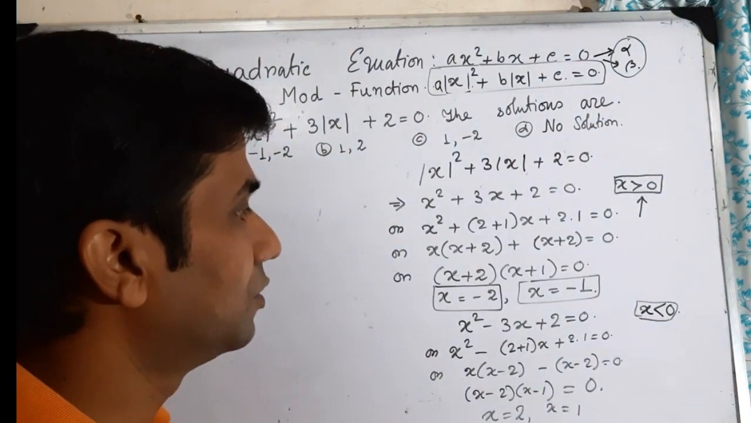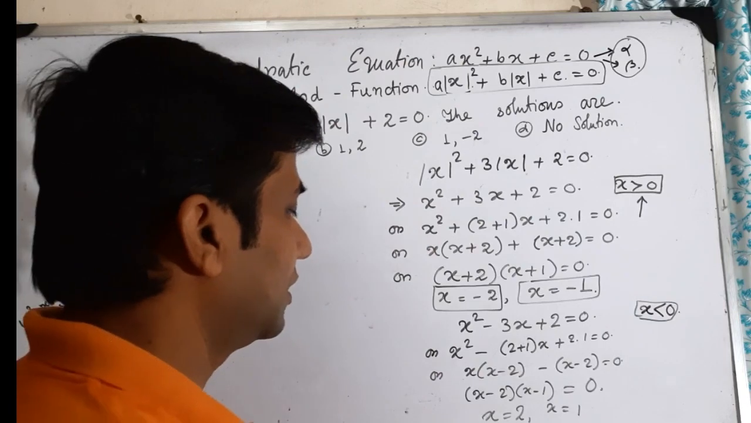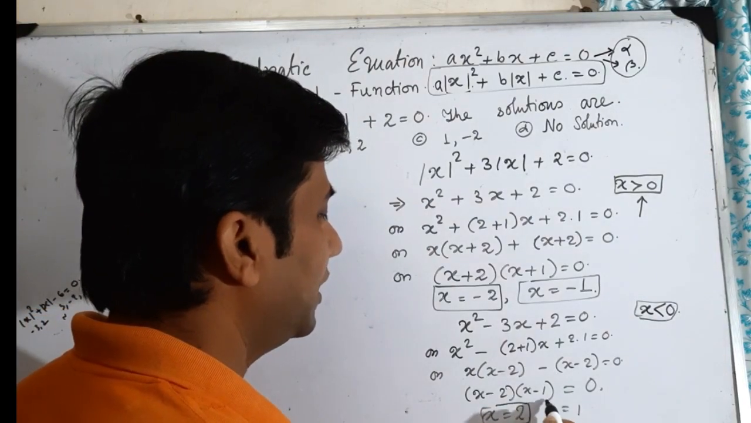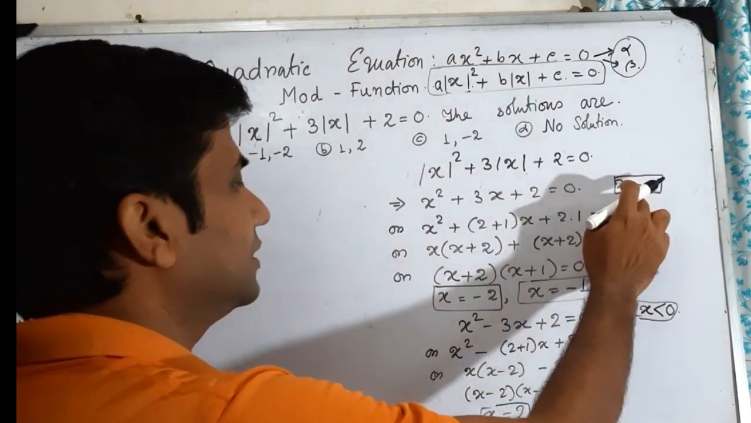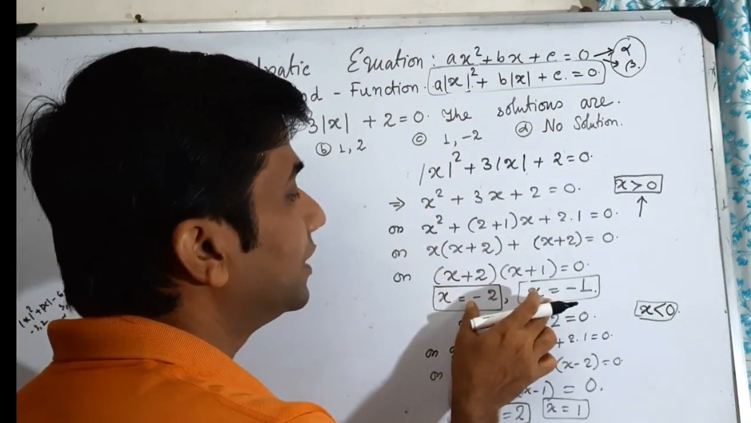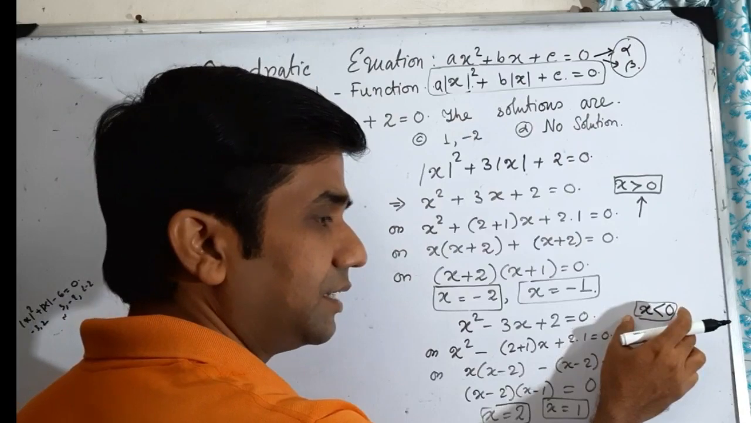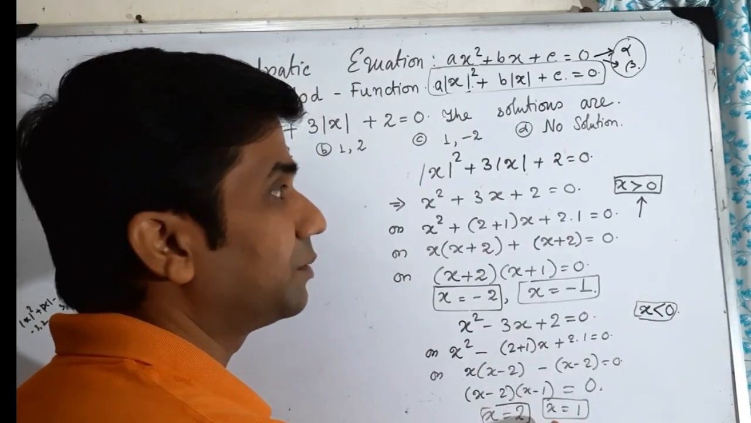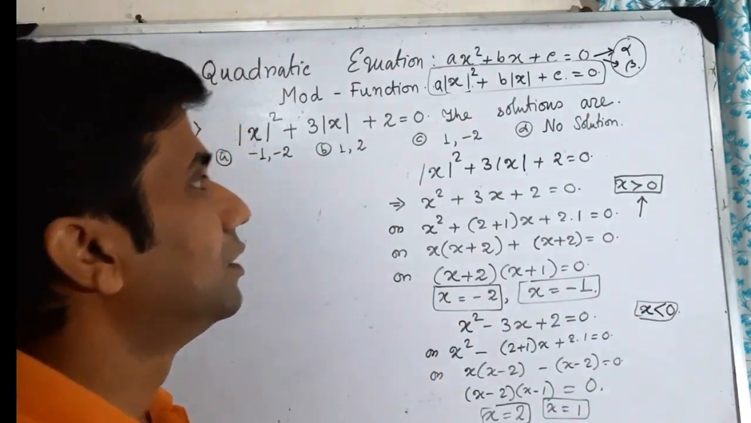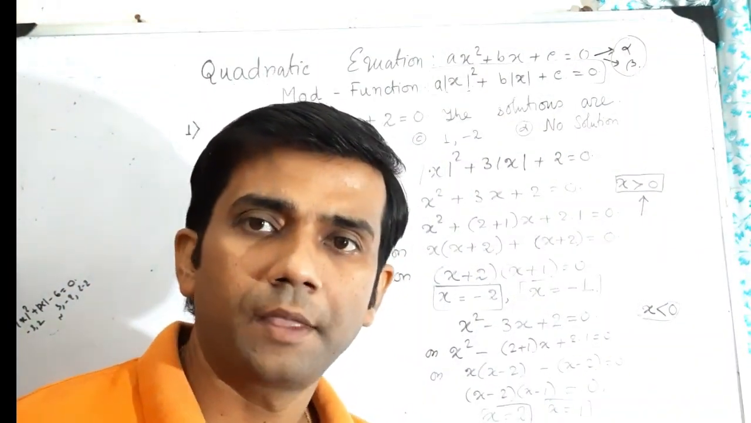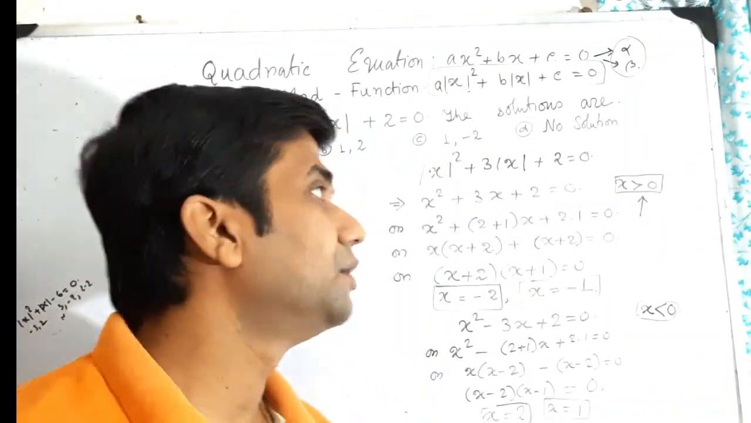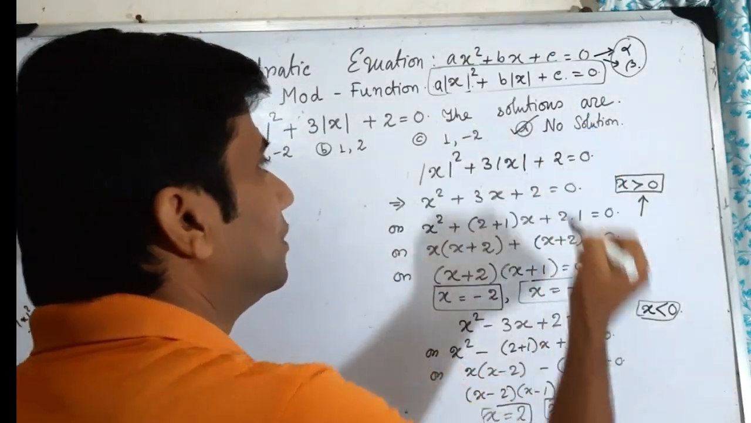Then, in case 2 where x is less than 0, you get x is equal to plus 2 and x is equal to plus 1. When x is greater than 0 you get negative answers, and when x is less than 0 you get positive answers. So there does not exist any solution, and your answer will be no solution.